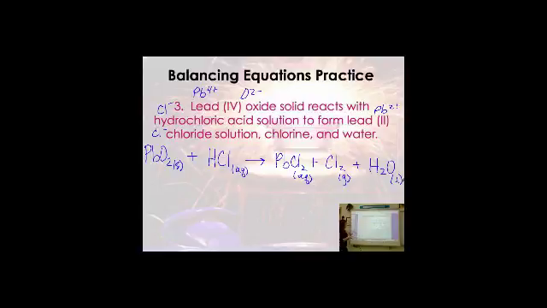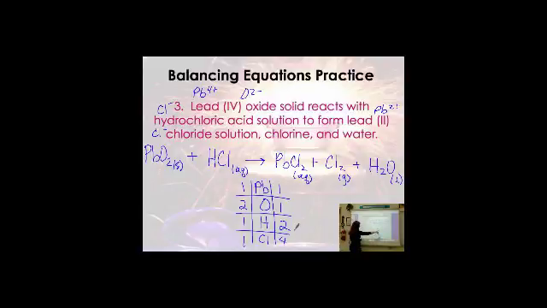Now I have to balance it. I go back and take my inventory. Pb, O, H, and Cl. I have 1 lead, 2 oxygen, 1 hydrogen, and 1 chlorine. On this side, I have 1 lead, 2 plus 2 is 4 chlorine, 1 oxygen, 2 hydrogen. Lead's balanced.